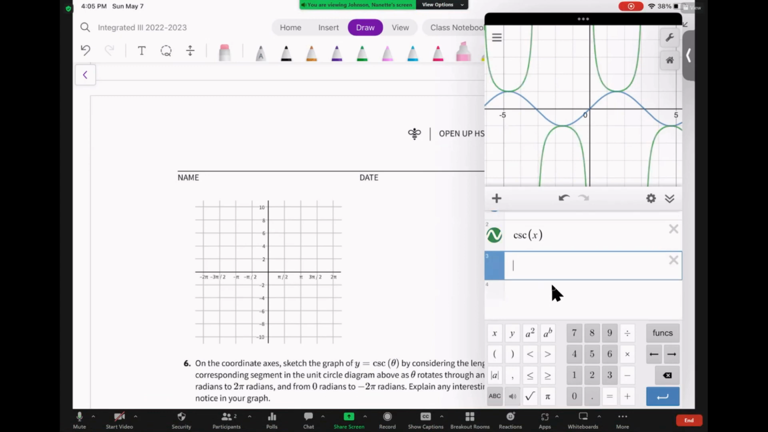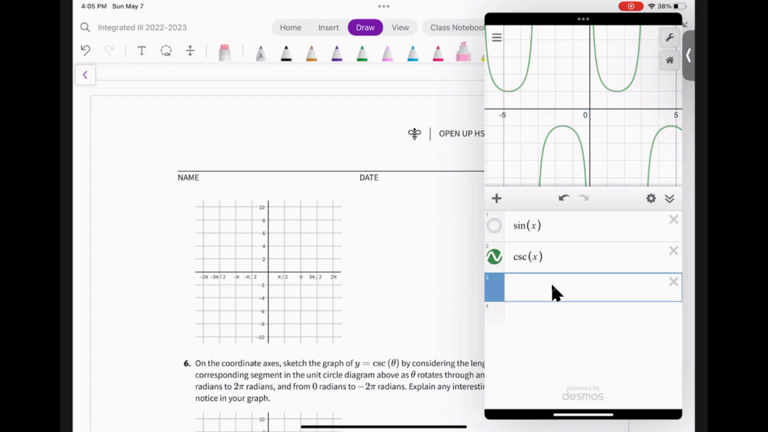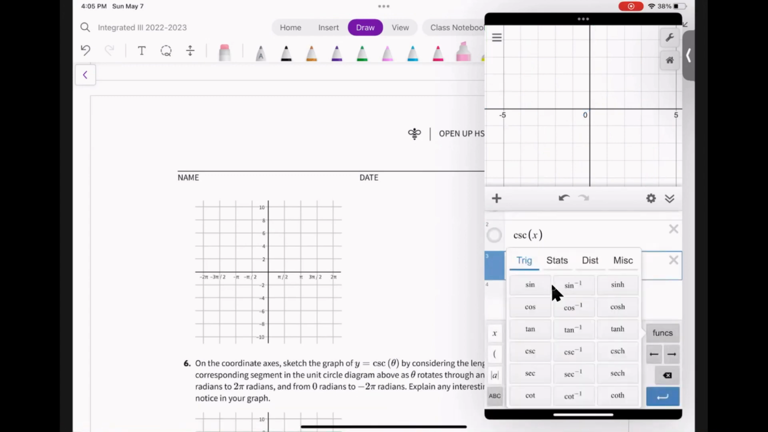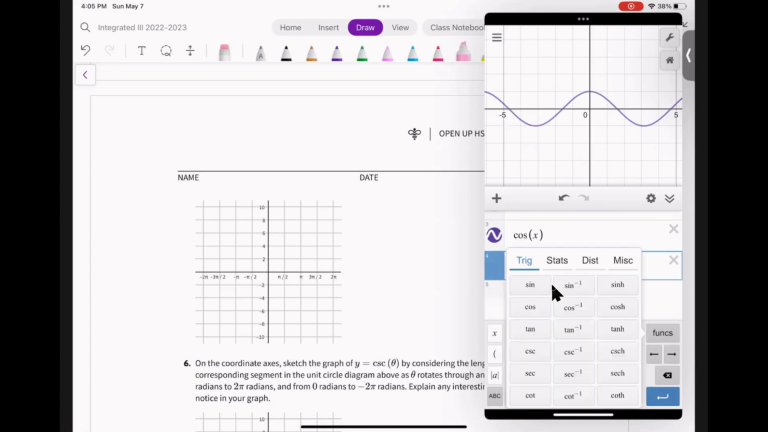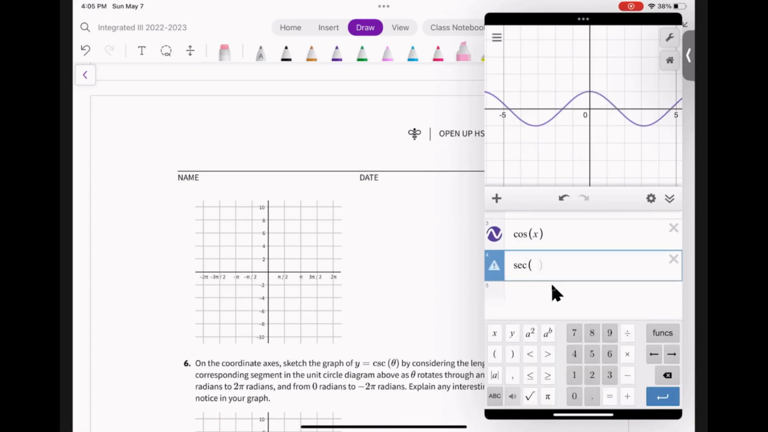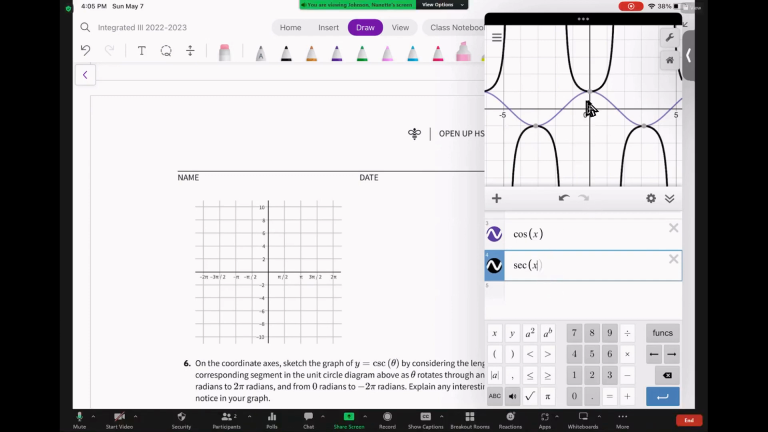So I just want to show you similarly with cosine of x as well as secant of x. And you'll see it's the same kind of movement. They're together at the maximums and the minimums of cosine. And when cosine is 0, you have these asymptotes, which, again, makes sense.